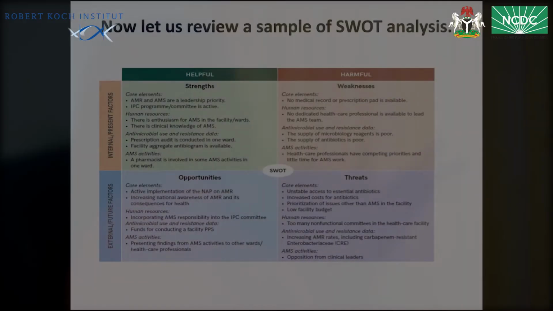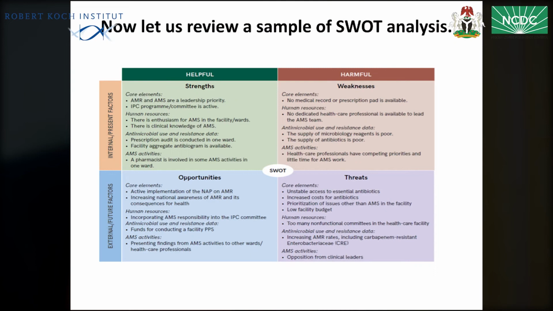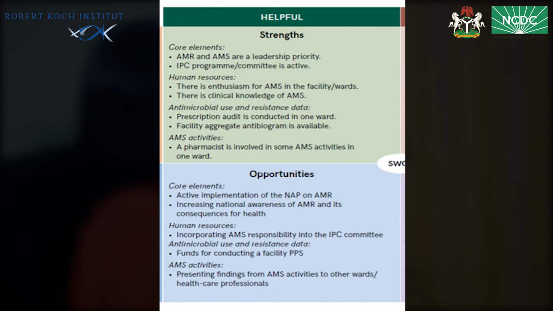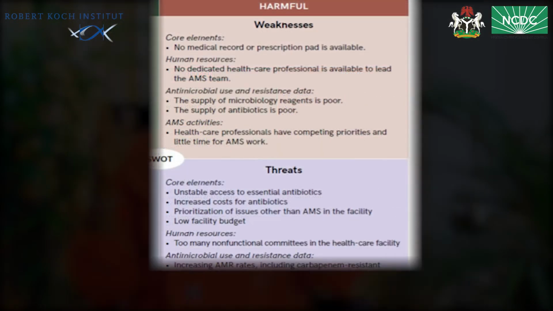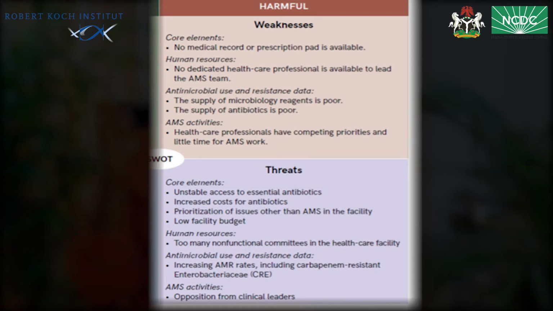Now, let us review a sample of SWOT analysis. On the left-hand side of the SWOT analysis, you have your strengths and your opportunities. They are the helpful factors that will help implement and sustain a program. While on the right-hand side, you have your weaknesses and your threats, which are harmful factors that you should improve or control for an effective program. Again, remember the 4 parameters you should use as a guide, the core elements. You have to consider if you have the buy-in of the management.